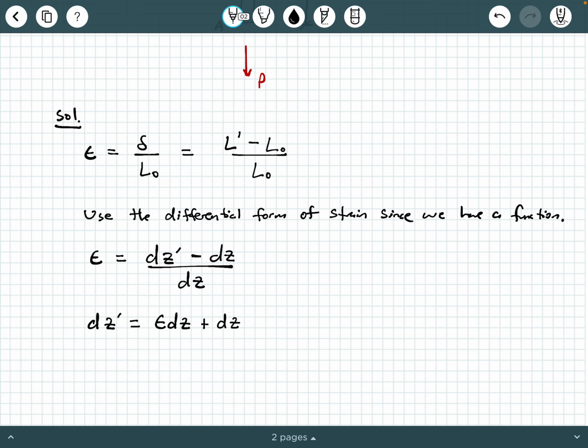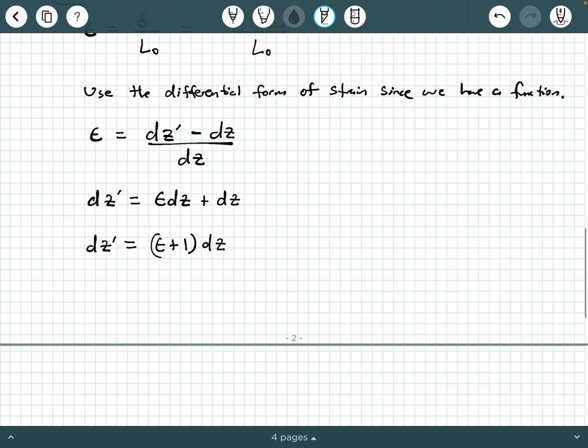The next thing I'm going to do is go ahead and say dz prime equals the quantity epsilon plus 1 times dz. How do I know that? Well, I just factored out a dz from each one of these terms that I'm adding together.